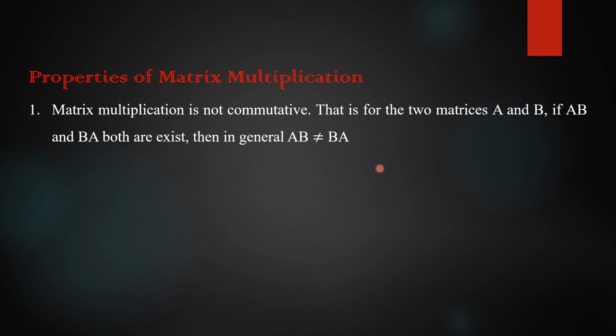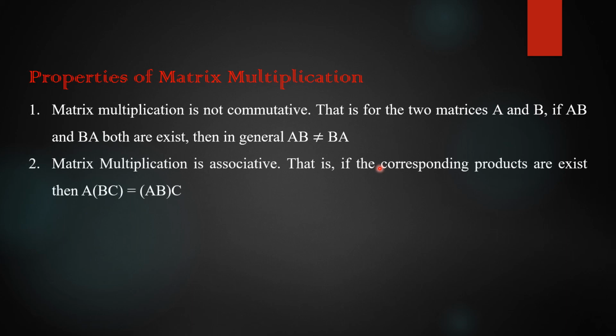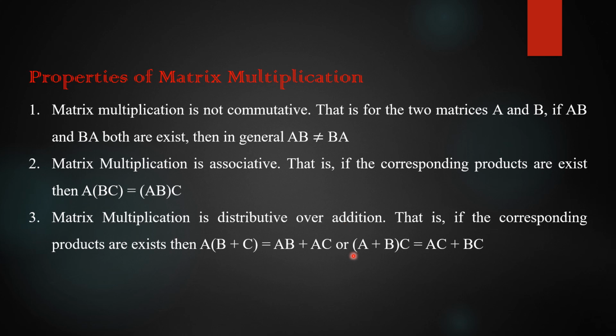Okay, so the next property: matrix multiplication is associative. Associative means the change of bracket. That means A into BC is equal to AB into C. Very simple. Then the next one, matrix multiplication is distributive over addition. Distributive means multiplication can distribute over addition, like this: A into (B plus C) is simply AB plus AC. Similarly, (A plus B) into C is AC plus BC. Very simple, no need to discuss more about this one.